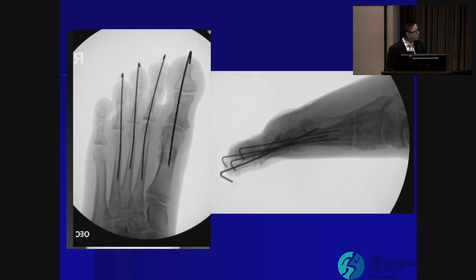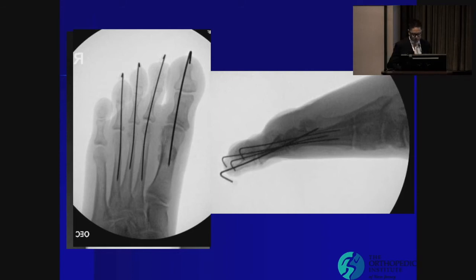If you do open them, you make a dorsal incision directly over the fracture site, retracting the tendon, and really holding it with some sort of freer elevator and retrograde pinning this from the head of the metatarsal into the shaft.